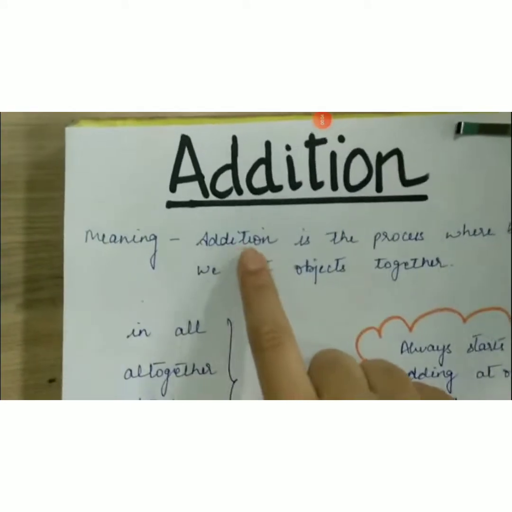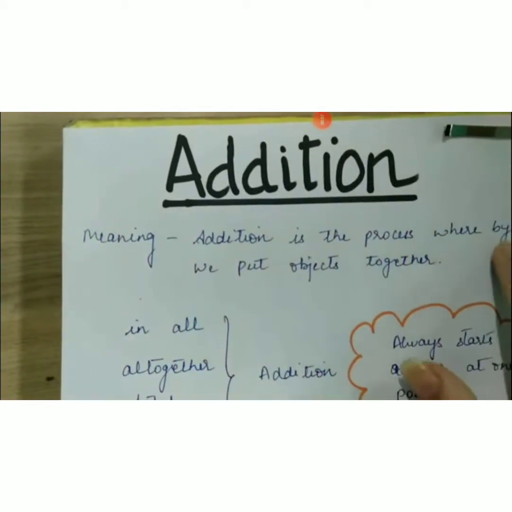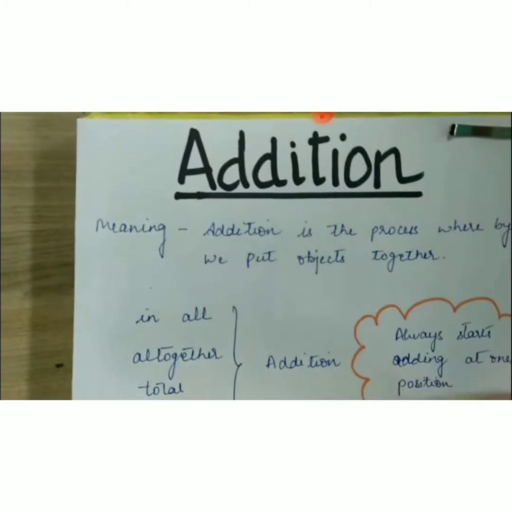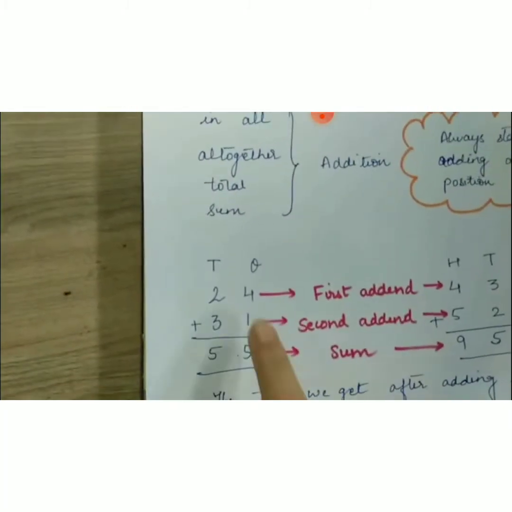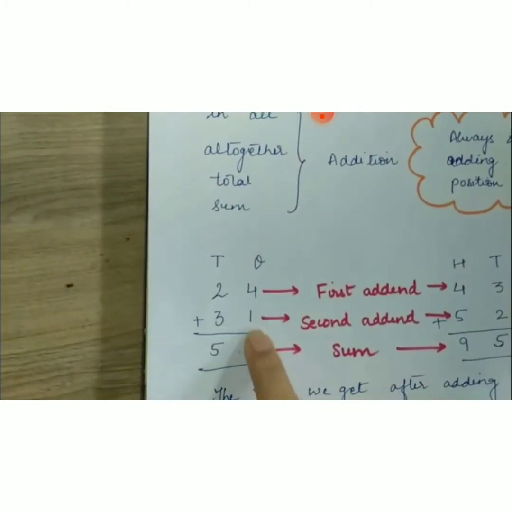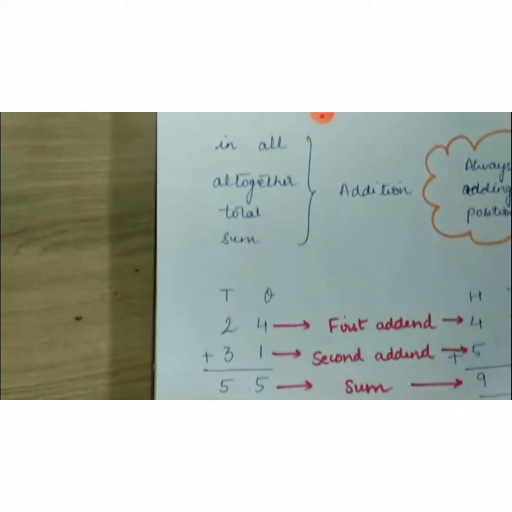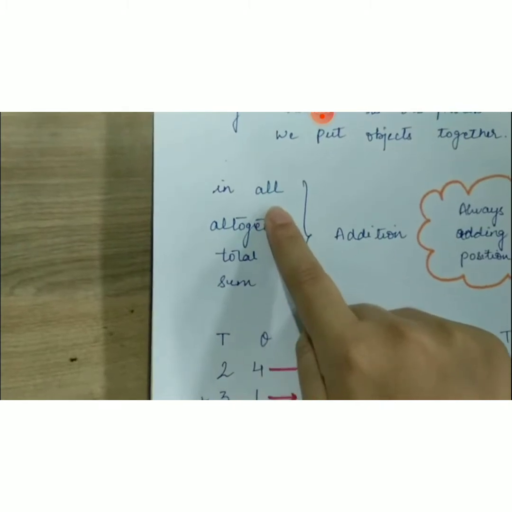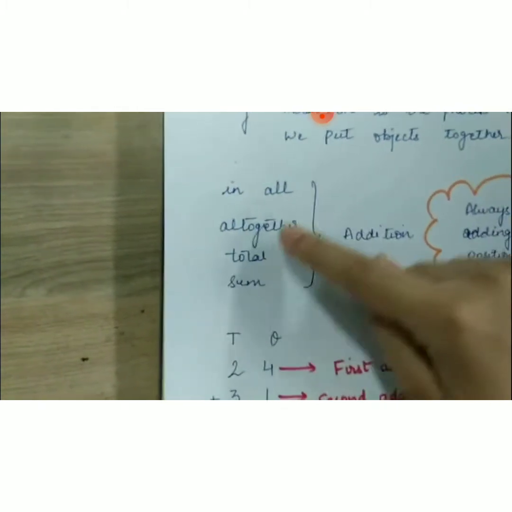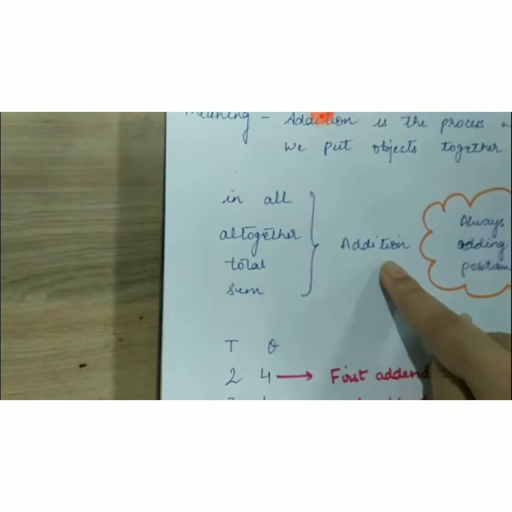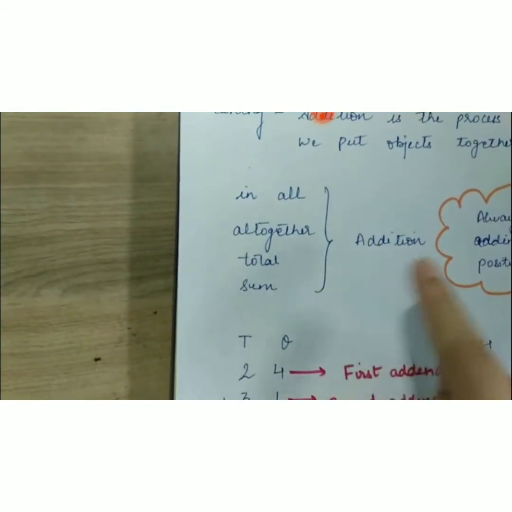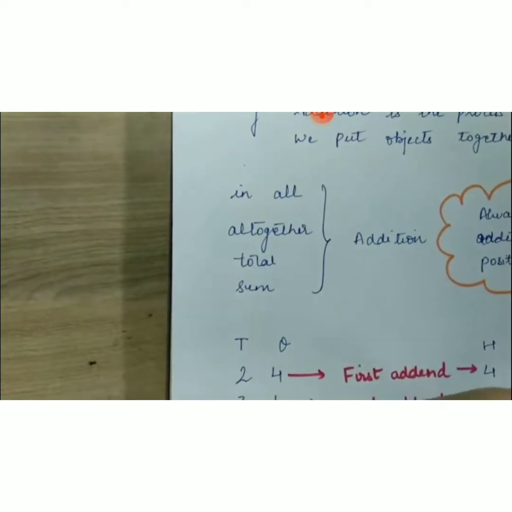Okay, let's start. Addition is the process whereby we put objects together. Objects in terms of numbers. For example, if you have 24 pencils and 31 pens, and I ask, how many pens and pencils are there in all? What are these, children? These are the keywords of addition. If you see or hear these words, what will you do? You will add those objects.